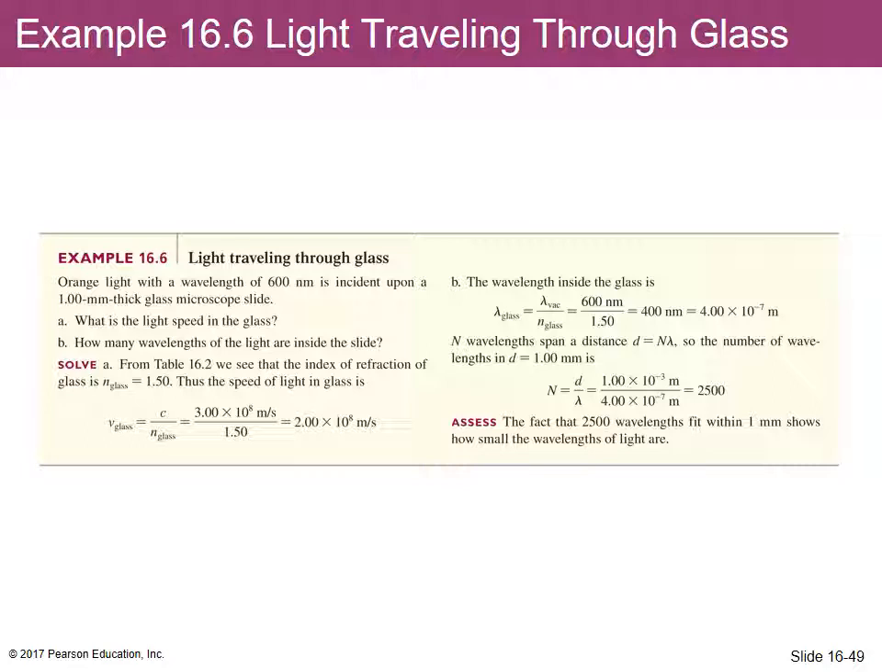The number of waves in the glass at any time is the thickness of the glass divided by the wavelength of the light in the glass, or about 2,500 waves.